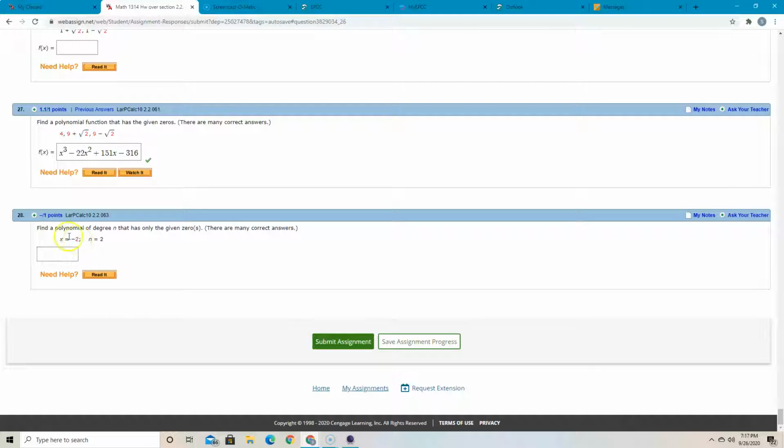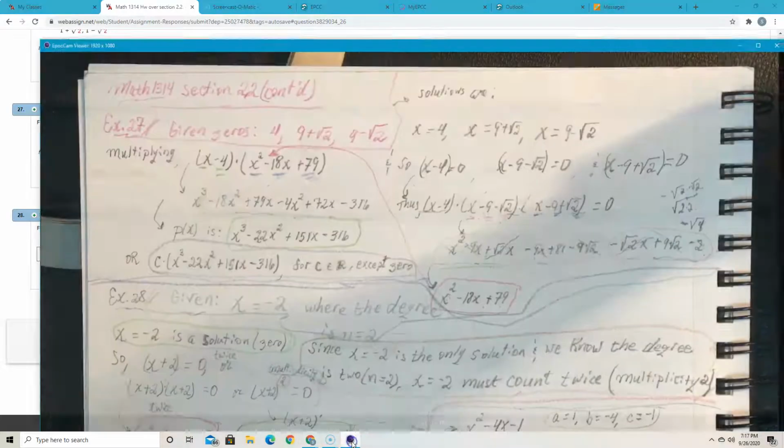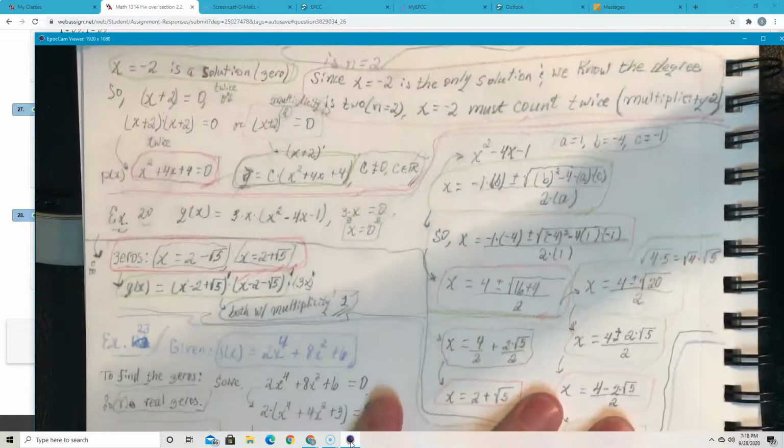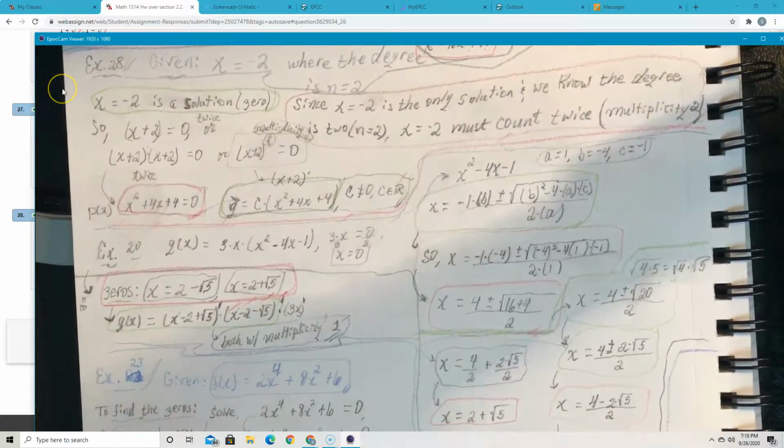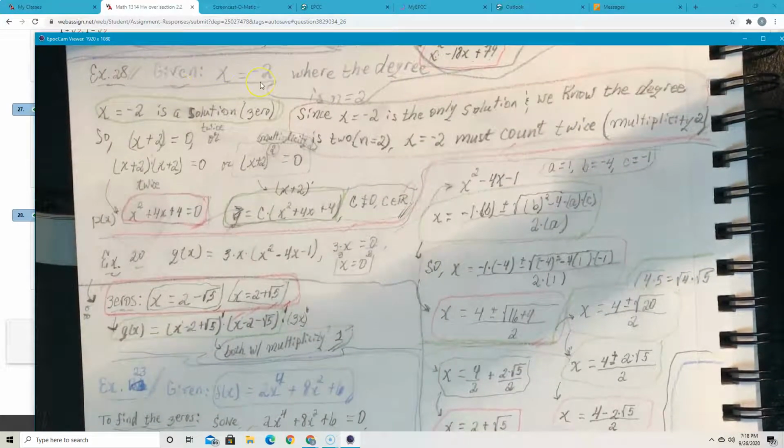They give us the 0, and it says it only has this one solution. Well, that's what it said up here, too. It only has this one solution. But yet, the degree of the polynomial needs to be degree 2. Okay, so let's take a look at that. So 28, given x equals -2 is the 0, and it's the only one. We're being told that when we create the equation, the degree has to be degree 2. So we know that x equals -2 is a solution, or we can say a 0, or a root.